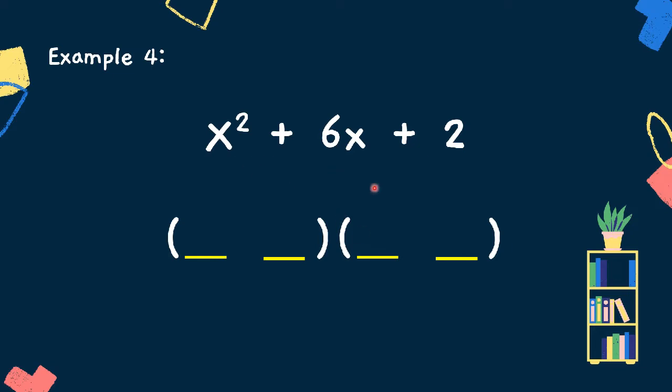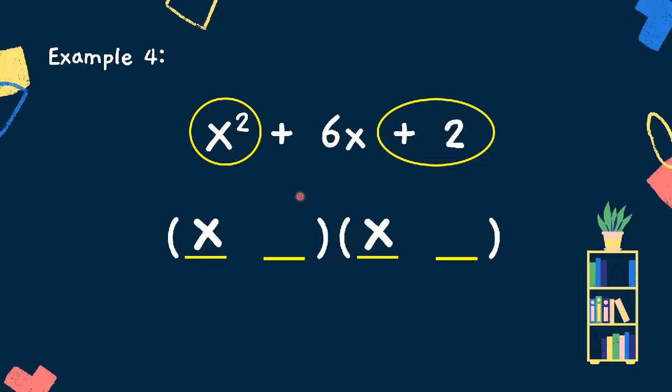Next, we have example number 4: x squared plus 6x plus 2. Again, the highest exponent is 2, so we have a quadratic polynomial, and the leading coefficient is 1. We will look for the factors of this polynomial in this given format. Look at your first term. The only factors of our first term are x and x. Then we look at our third term, which is positive 2.